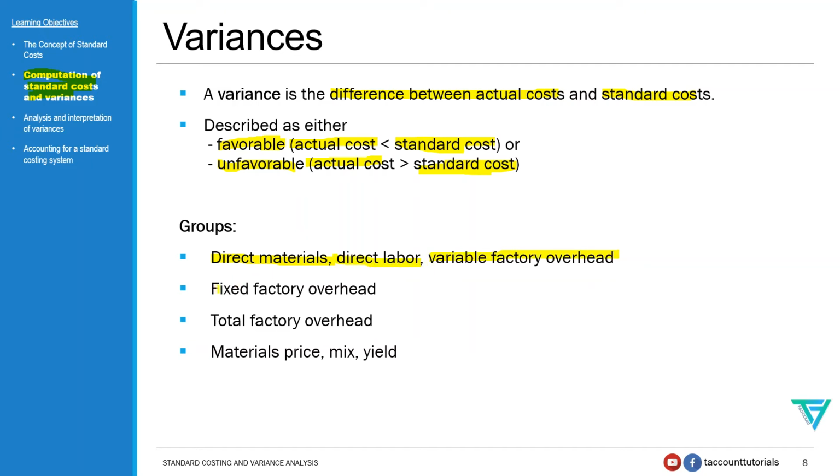Next is the fixed factory overhead, which is of course different from the first, wherein it is fixed. Next is the total factory overhead. Since the total factory overhead has a fixed component and a variable component, the approach might also be more complicated than the two previous ones. And then lastly, if there is more than one material used in production, we could also compute for the material's price, mix, and yield variances.